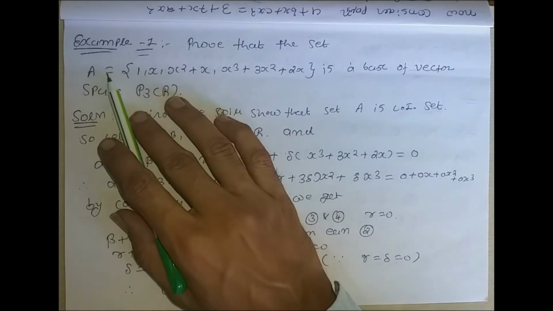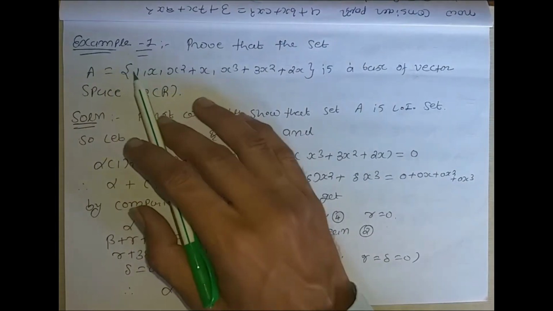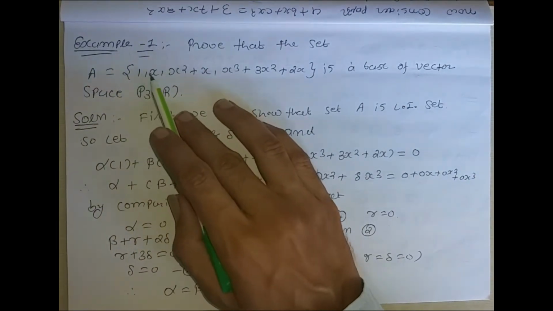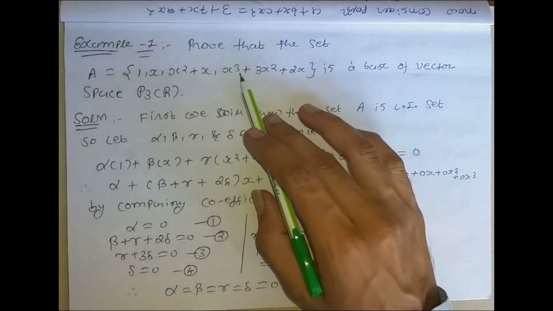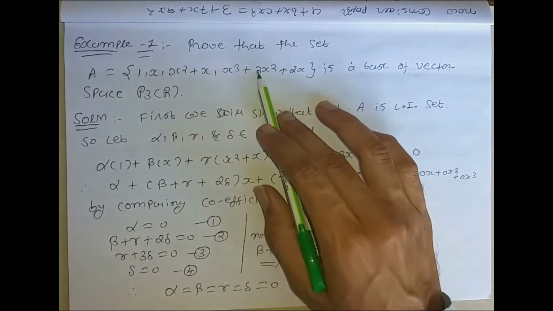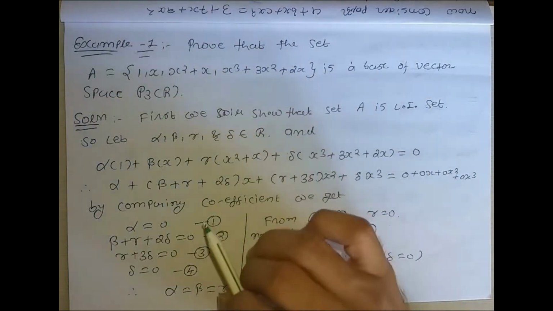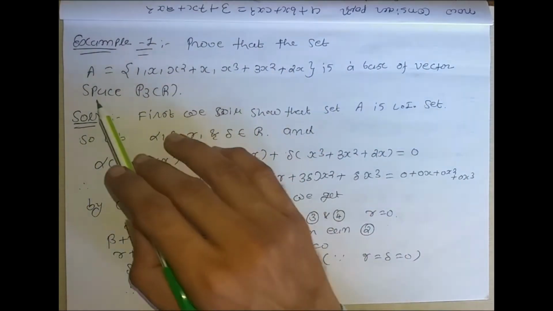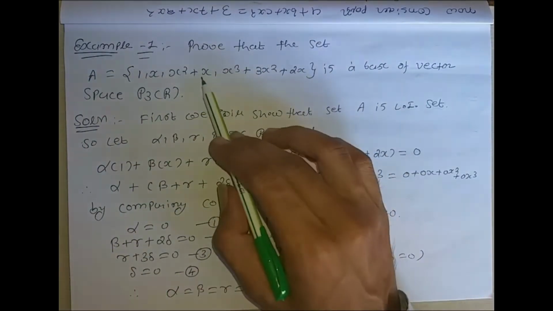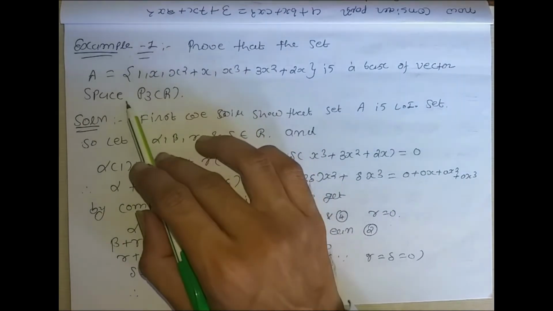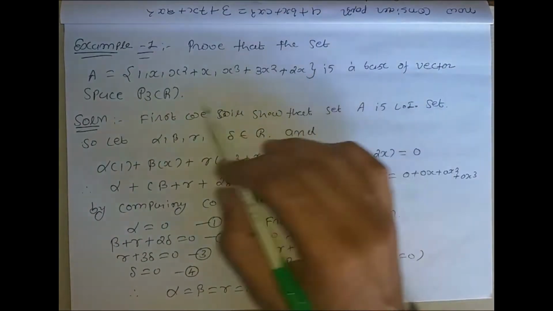What is the set A? The set A is the set of all polynomials: the first polynomial is 1, the second is x, the third one is x square plus x, and the fourth one is x cube plus 3x square plus 2x, is a basis of vector space P3R. Our aim is to show that set A is a basis of the polynomial space P3R.